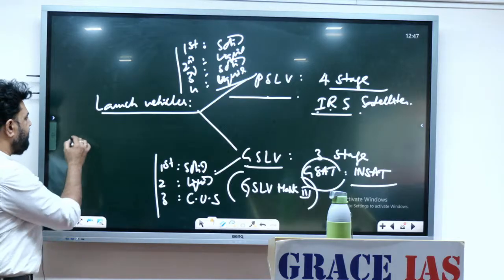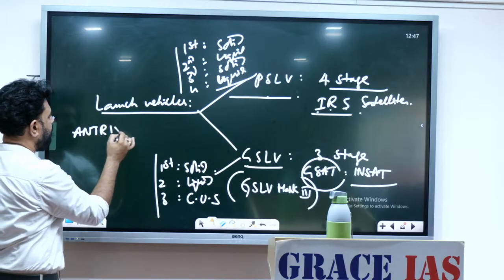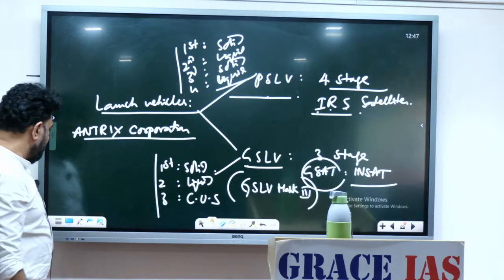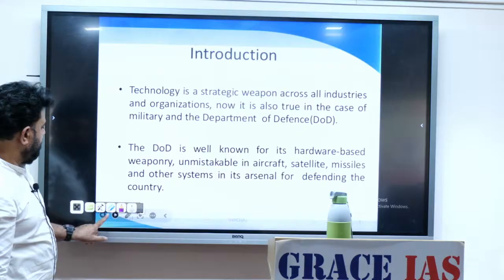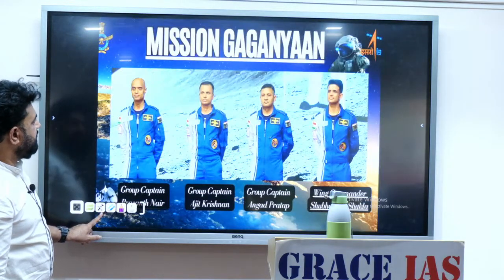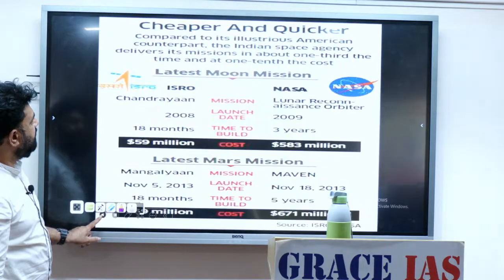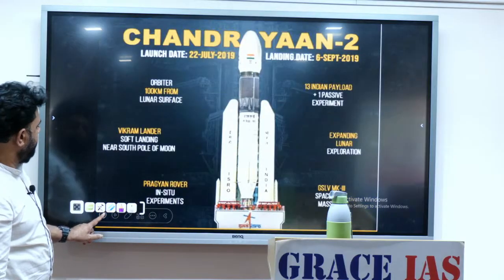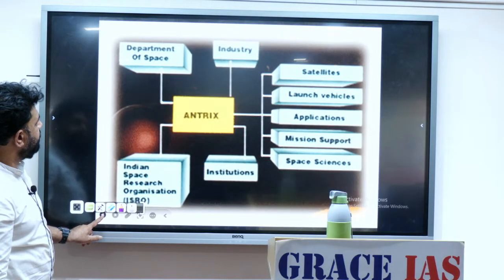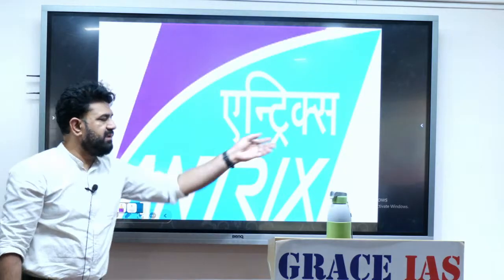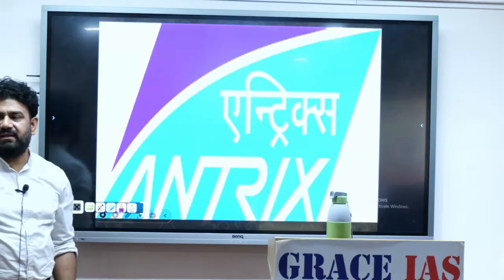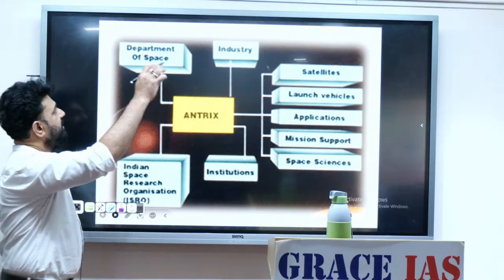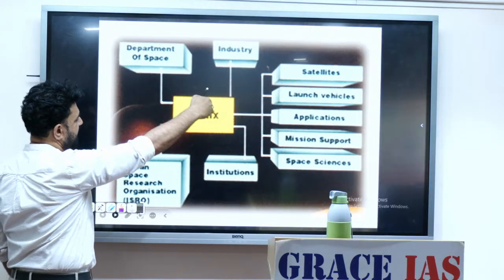And for that we have an office called what? There is an office called Antrix Corporation. I think we just mentioned that also, because we never know. Antrix Corporation. Antrix is from Antariksh. Antrix means what? This is a commercial wing, directly working under the Department of Space and ISRO.